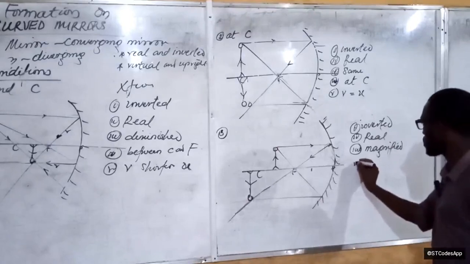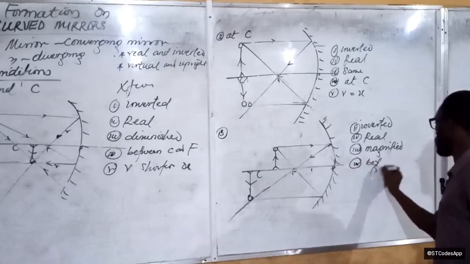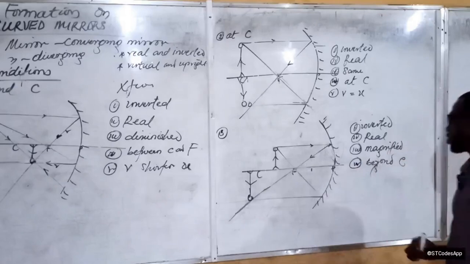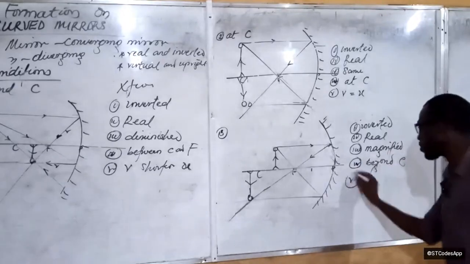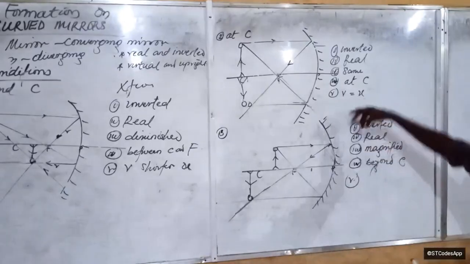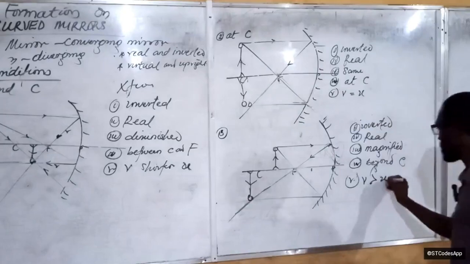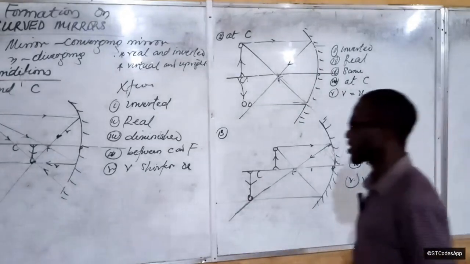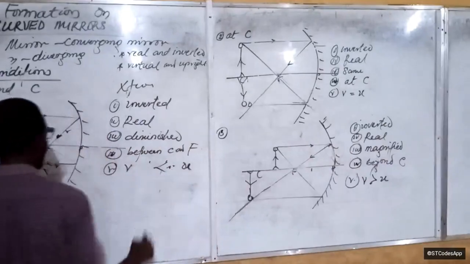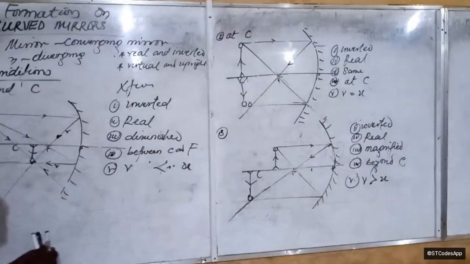Now the position is beyond C. The image is formed beyond C, and also the image distance, which is V, is greater than the object distance. Image distance is greater than object distance. Here, image distance is less than object distance. So we said the image is magnified. So that is the case for an object that is placed between C and F.